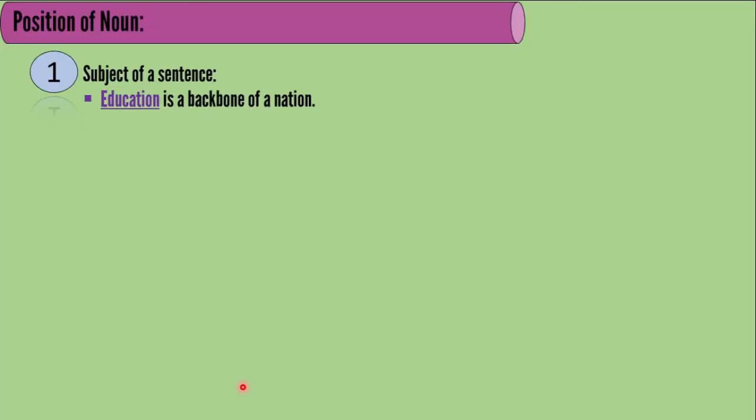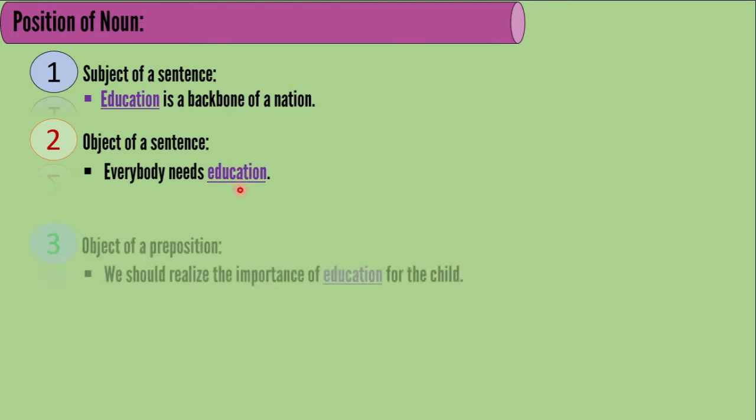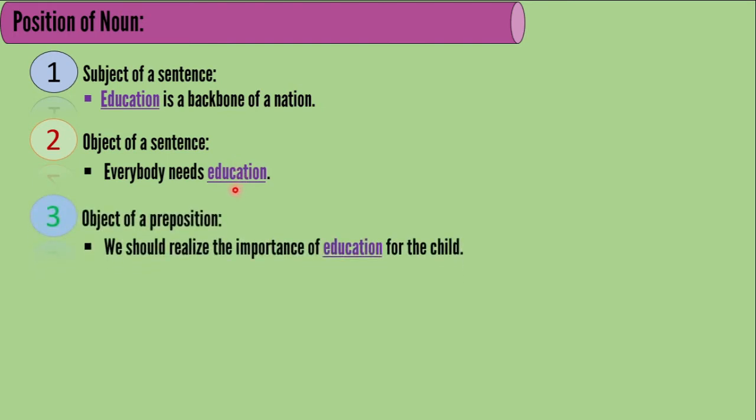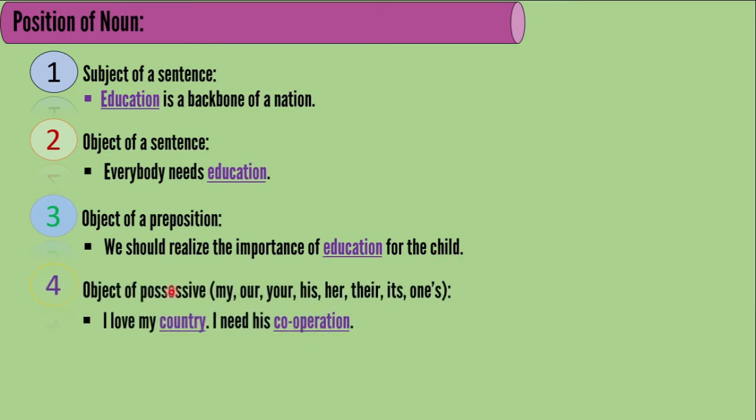Position of noun: when we see a word in the subject position of a sentence, it will be a noun. Suppose, for example, education is the backbone of a nation. Here is education. Object of a sentence: it sits as the object of a sentence, like everybody needs education. Object of a preposition: usually after a preposition it sits as an object. We should realize the importance of education for the child. Object of possessive words like my, our, his, her, their, these ones. I love my country. I need his cooperation.